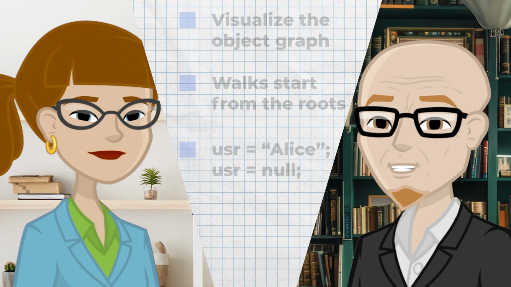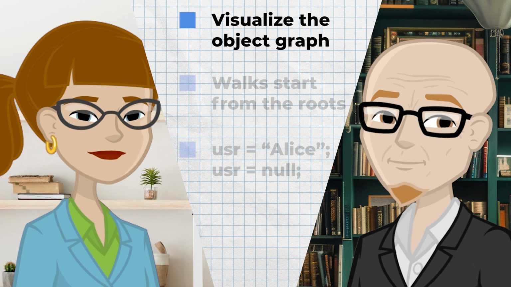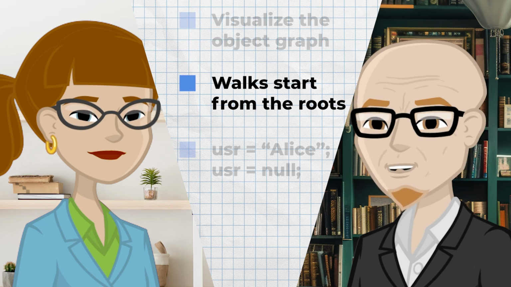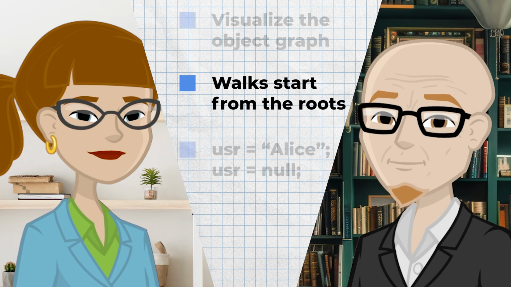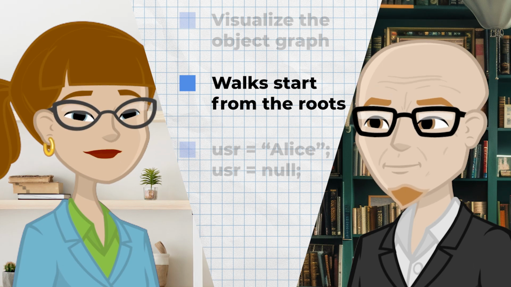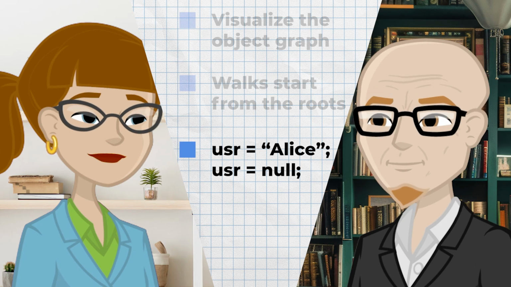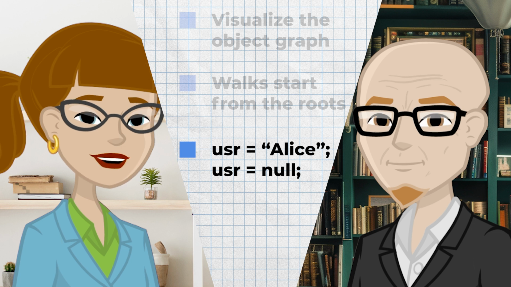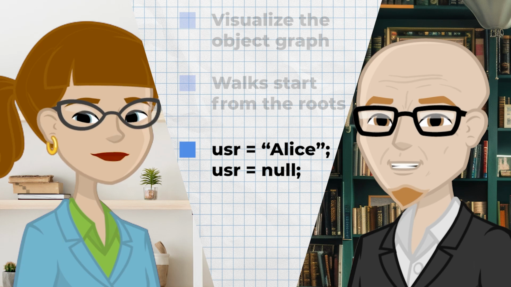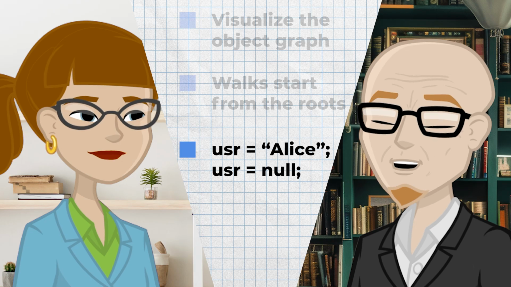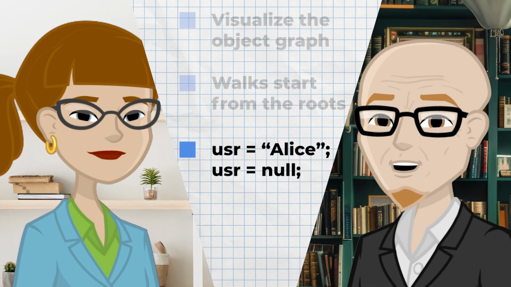The garbage collector kind of visualizes your program's objects and how they connect as an object graph. It then walks this graph, starting from those roots. Anything it can't reach by following these connections, that's garbage. So if I have code like, say, user = new User("Alice"), that user variable is a root, right? And the object is reachable. But then if I do user = null, what happens? Exactly. Now the object is no longer reachable from that root. The link is broken. The GC will eventually spot this, and its memory becomes eligible for reclamation.